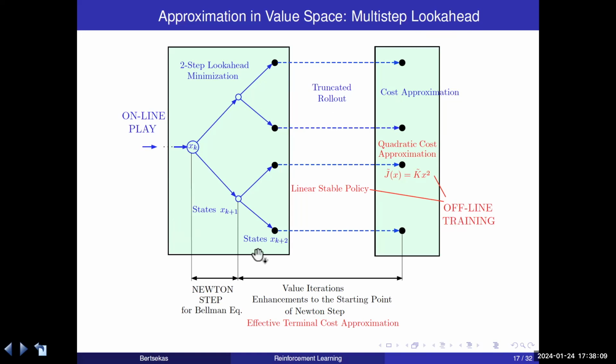Multi-step look ahead is the same as one-step look ahead, but with a better starting point. And this better starting point is affected through extra layers of look ahead minimization and also look ahead with a policy as in truncated rollout. Okay, to understand this value iteration that I mentioned here, let's try graphically to look at value iteration for linear quadratic problems.